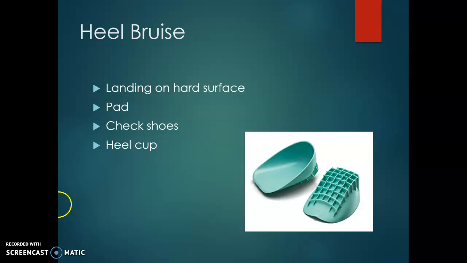Sometimes we will put padding in their shoes, and we're checking their shoes to make sure that they're not too worn out, that they have proper padding in them. I've had athletes before who were just using shoes that were too worn out, and that caused a heel bruise because every step they're damaging their heel. And then we can use something called a heel cup, which is what this picture is. It's a more rigid, protective surface that we could put under their heel in the back of their shoe, and that way there's less pressure on their heel and it helps protect it a little bit more inside their shoe.